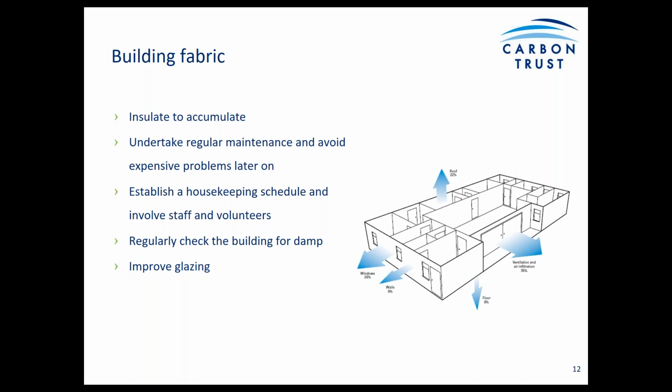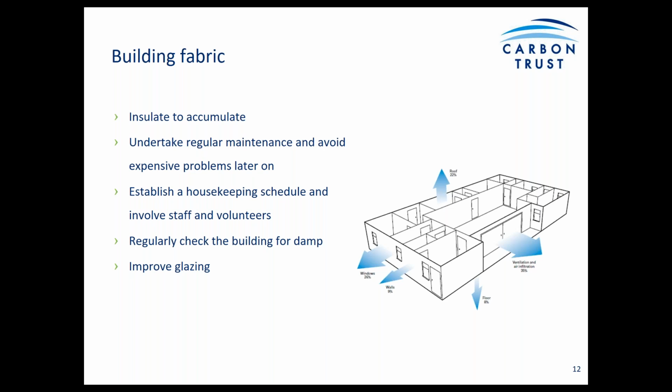Establish a housekeeping schedule and involve staff and volunteers. So again, maybe just compile a fairly simple checklist to address areas where energy is lost via the building structure. And a schedule should include regularly checking things like window panes, frames, roof lights, and doors as well. And the larger the building, typically the more beneficial it would often be to appoint a specific member of staff or volunteer to carry out this task.